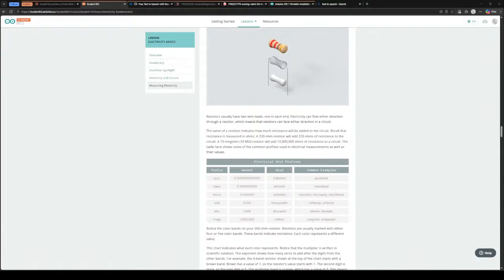The table here shows some of the common prefixes used in electrical measurements as well as their values. A pico, a nano, a micro, a milli, a kilo, a mega. Mega. Million. Trillionth. Billionth. Millionth. Thousandth. Thousand. Million.